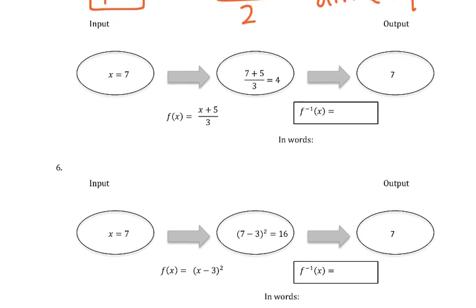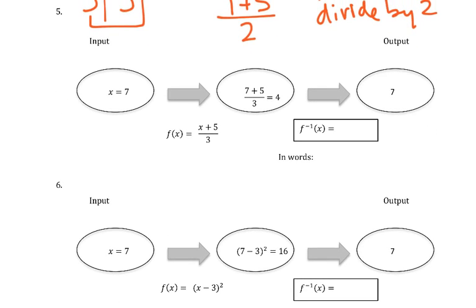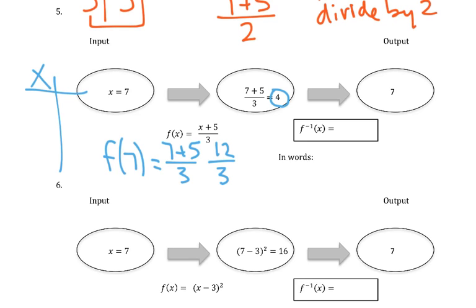All right, now number 5. Okay, so we've got our function, so f of 7 would equal 7 plus 5 over 3. 7 plus 5 giving us 12, divided by 3 would give us 4. So what happened to x here, or what happened to 7? Well, we added 5, then we divided by 3.